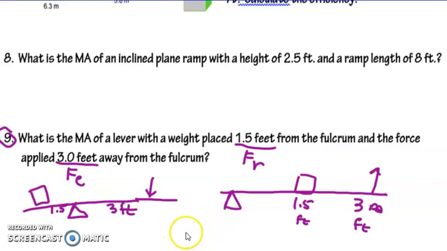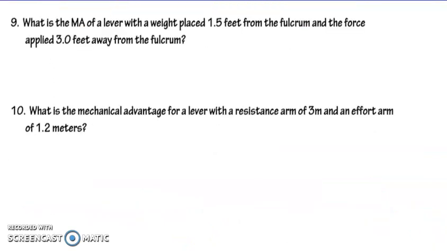You know that for levers, MA is just the force of the effort over the force of your resistance. Those again are more levers.